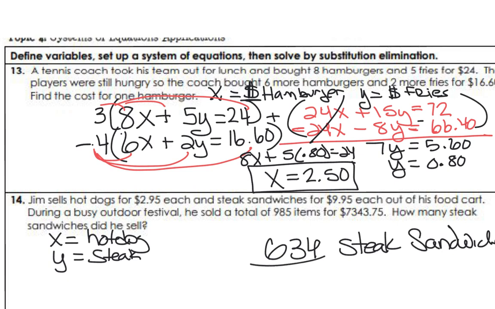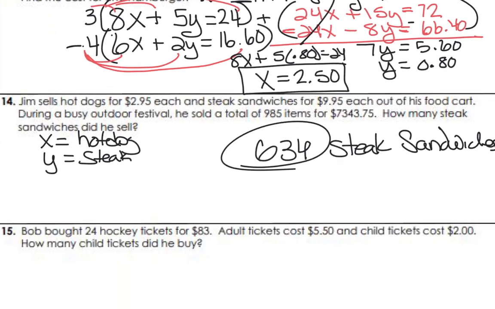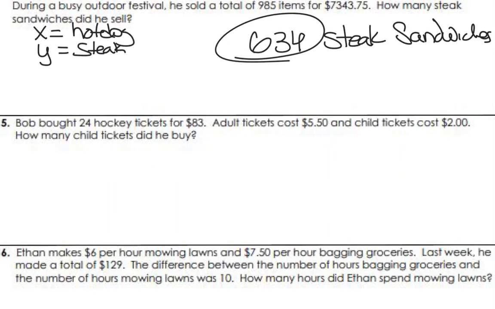Okay, 634. All right, the next odd one here. We're going to do this one. Bob bought 24 hockey tickets for $83. Adult tickets cost $5.50. Child tickets were $2. How many child tickets did he buy?